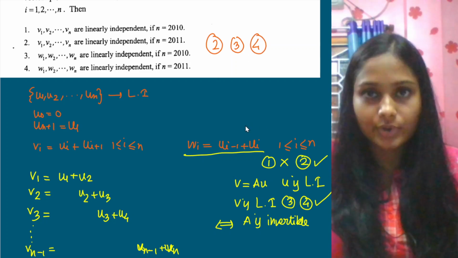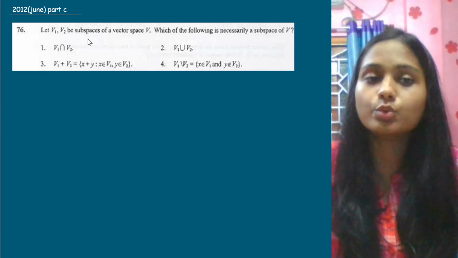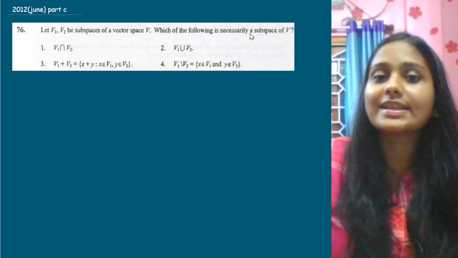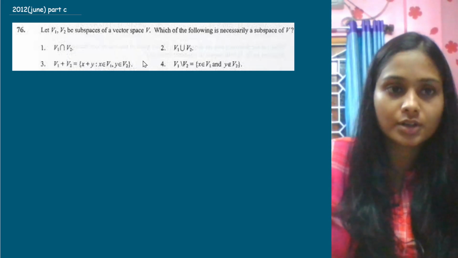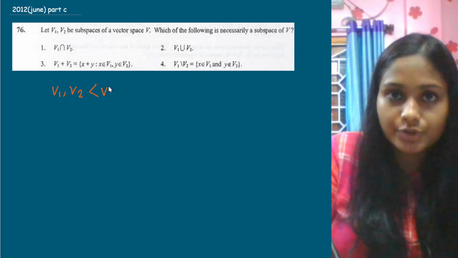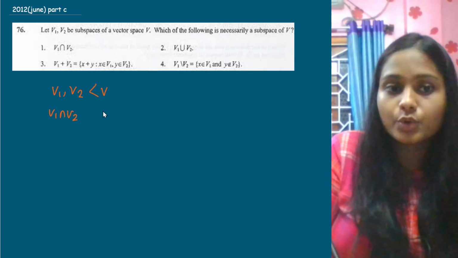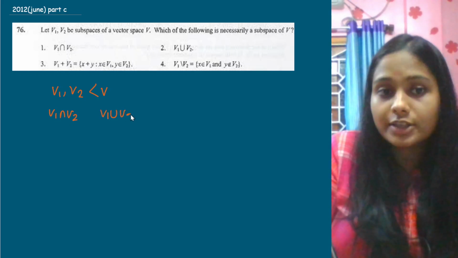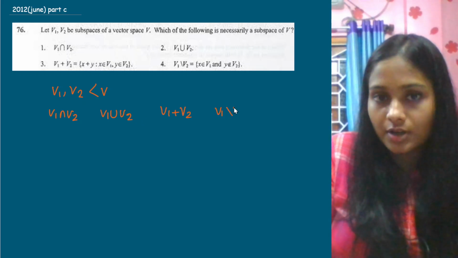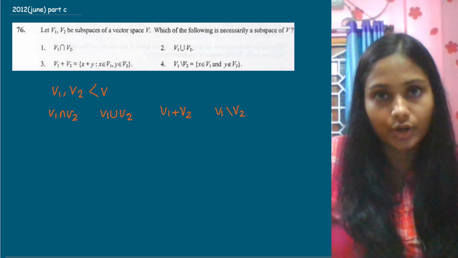Let us now come to the next question. Let V1, V2 be subspaces of a vector space V. Which of the following is necessarily a subspace of V? So V1, V2 are subspaces of V, which is a vector space. We need to check whether V1 intersection V2, V1 union V2, V1 plus V2 and V1 minus V2 are subspaces of V or not.